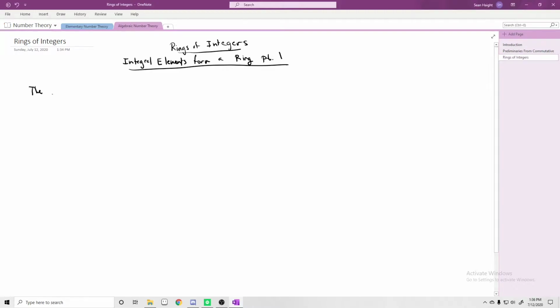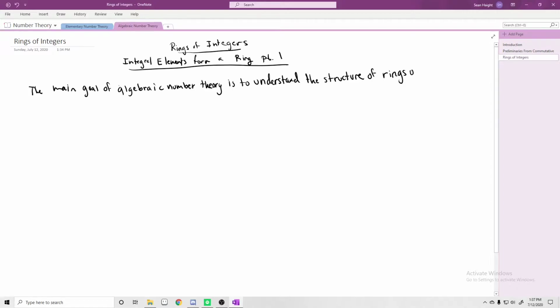So the main goal of algebraic number theory, or one of them, maybe it's not totally kosher to say the main goal, is to understand the structure of rings of integers and finite extensions of Q.